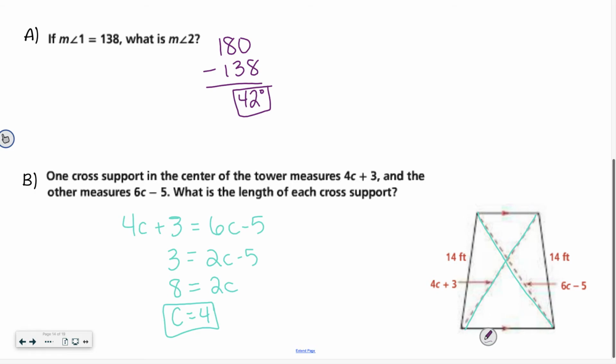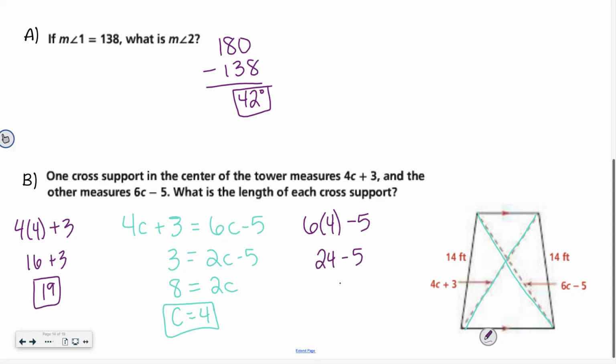So I'm going to plug that 4 in. So if I say 4 times 4 plus 3, that's 16 plus 3, or 19. And if I want to check to see if I'm right, if I plug 4 into the other side, I should get the same number. If I do, I'm good to go. If I don't, that means my answer is wrong. So 6 times 4 is 24 minus 5. 24 minus 5 is 19.